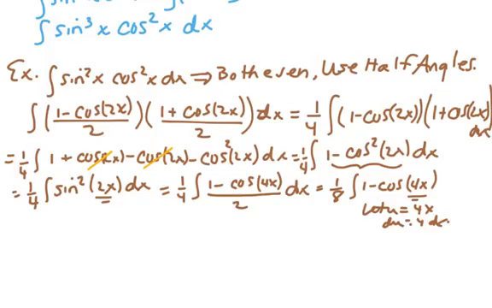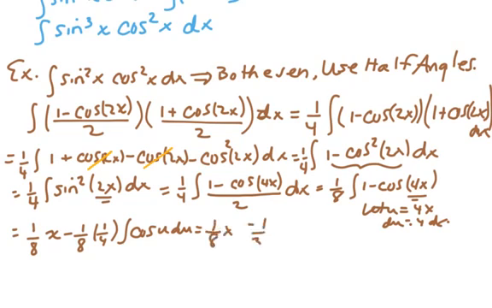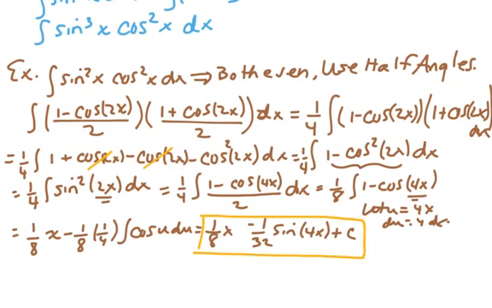Okay, so coming down here, I'm left with 1/8. Taking the antiderivative of 1 is just x, and then the antiderivative of cosine 4x when I do a u sub is just 1/4 times cosine, right, the integral of cosine u du, and this is just 1/8 x minus 1/32 sine of 4x plus a constant. So we were able to integrate a rather complex looking integral using half angles and come up with an answer.